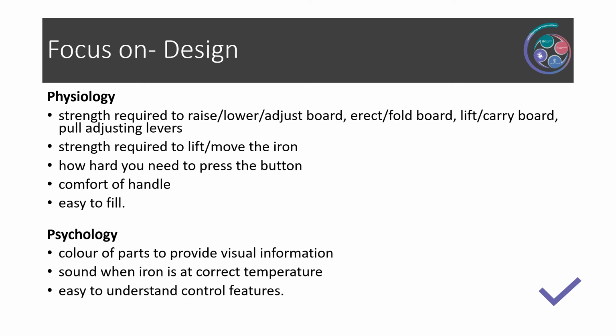Psychology is the study of the brain, and in product design we think about how the senses pick up information and feed back things to our brain. This includes the colours of parts, which provide visual feedback to the brain to tell us what to do with items. The iron may also make a sound when it's at the correct temperature, and the controls need to be easy to understand and visual.